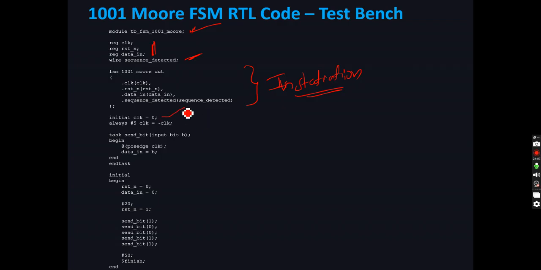Then we initialize the clock and generate the clock. How does this clock look? The clock is toggling every 5 time units. I'm not specifying any time units, so just take them as units. So it is 5 and it is 5, so totally 10 time units is the clock period of our circuit.